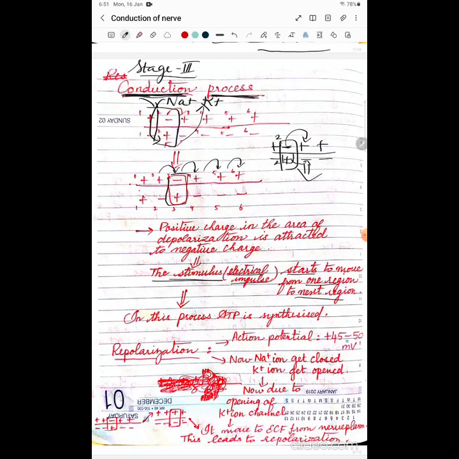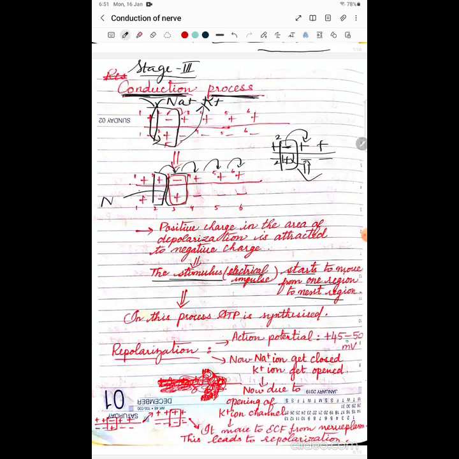So as a result, the Na plus ion, so now what will happen here? The second region will again get returned back. So the charges of the second region will get reverted. So it will again move on to the normal phase, resting phase. Now the third region alone, what will happen? Here the charges will be modified.